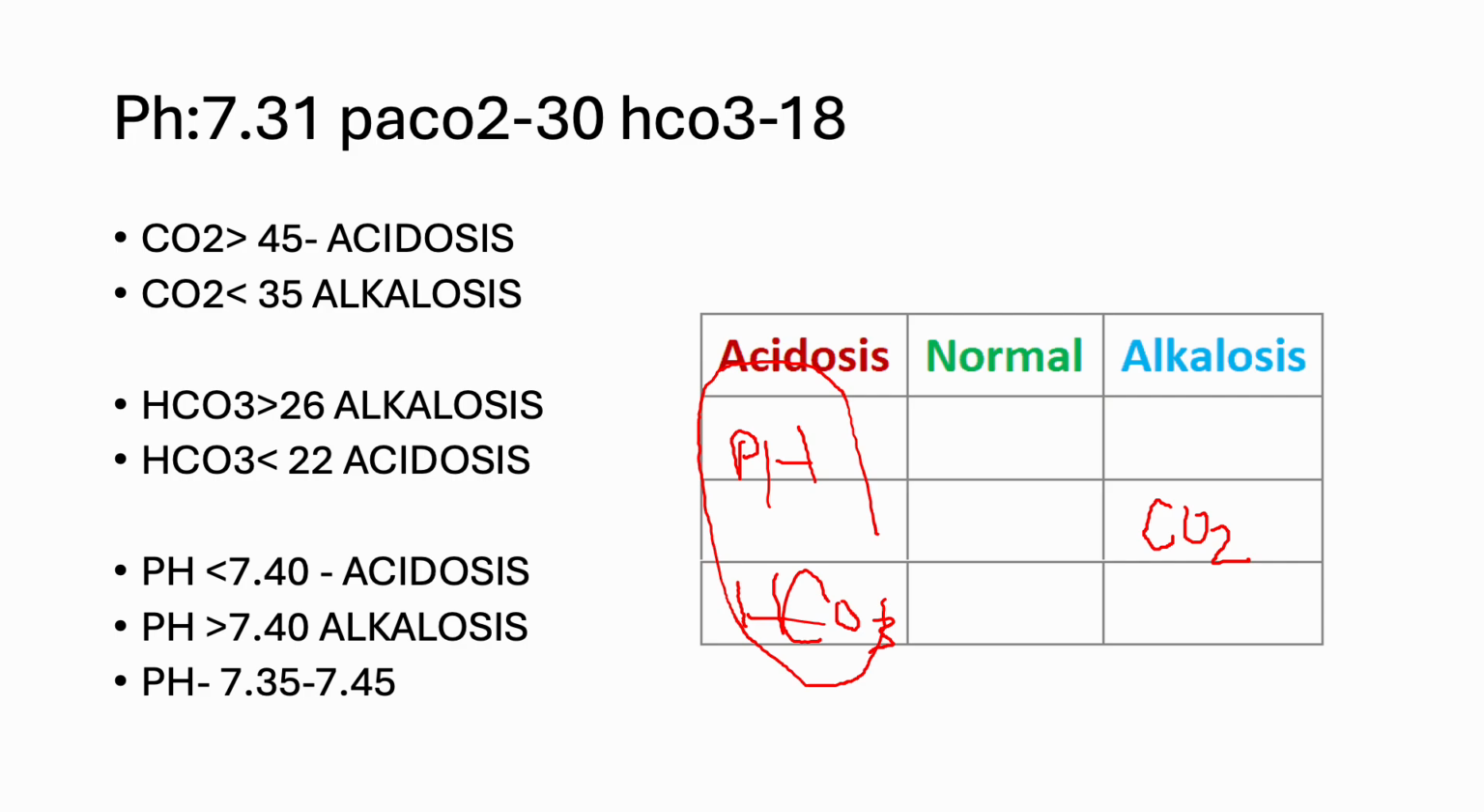Now we see that our respiratory, which is our CO2, is also out of whack. So we would have to say that the patient is experiencing metabolic acidosis and they are partially compensating. So what does that mean? That means that the body is now trying to compensate through the respiratory in order to bring this patient into an equal balance.